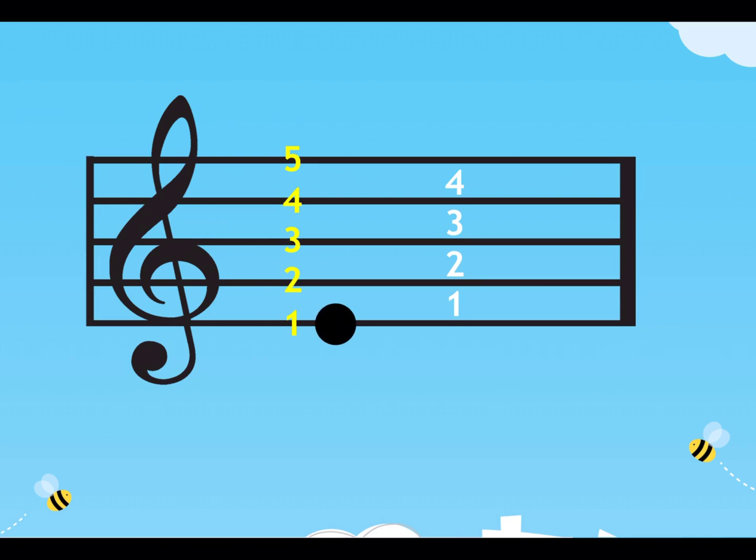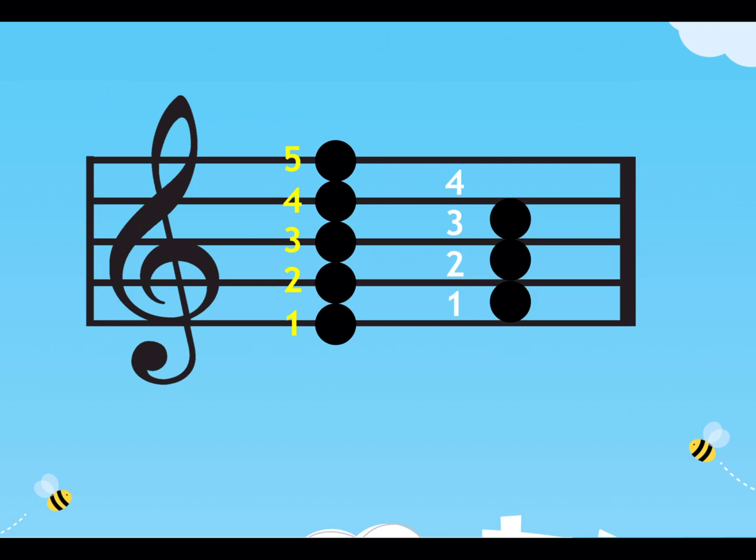This note is on line 1. This note is on line 2. This note's on the middle line, line 3. This note's on line 4. And this note is on the top line, line 5. We can put notes in the spaces. Here we have a note in the bottom space, space 1, a note in space 2, a note in space 3, and a note in space 4.